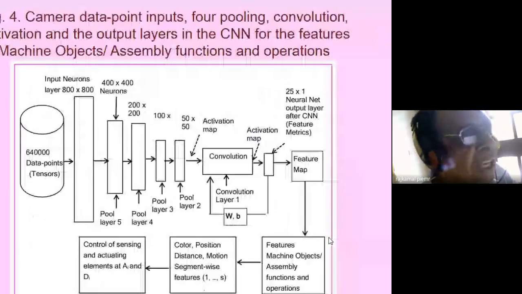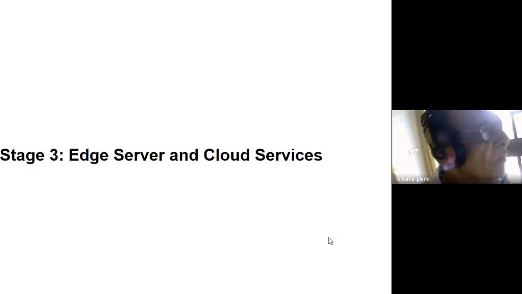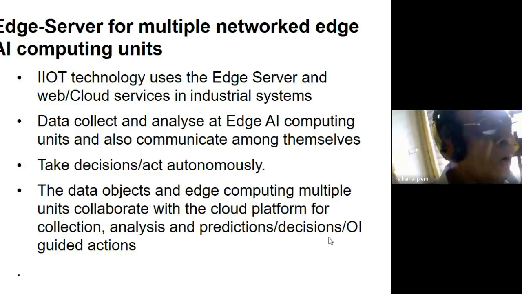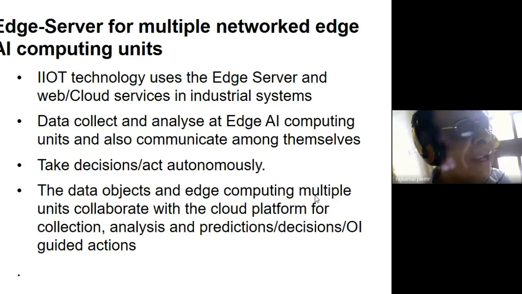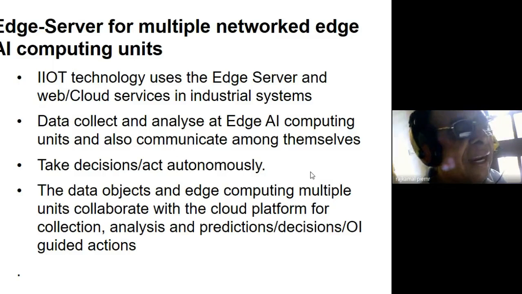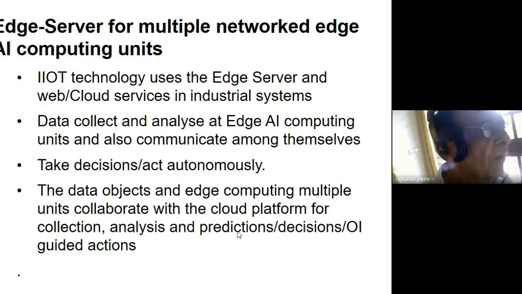Now we come to stage 3. In stage 3 we have the edge server and the cloud services. Now IIoT technology uses the edge server as well as the web cloud services. Edge server means connecting different edge AI units, because as I told you earlier, and as you already know, an edge AI computing unit cannot handle a very big load of data. Therefore you will have another edge server which will be combining all the data, taking the data from all, and the edge server will be connecting to the cloud and the other platforms.